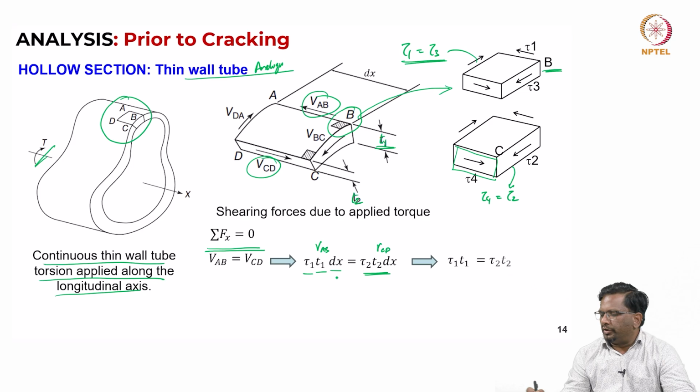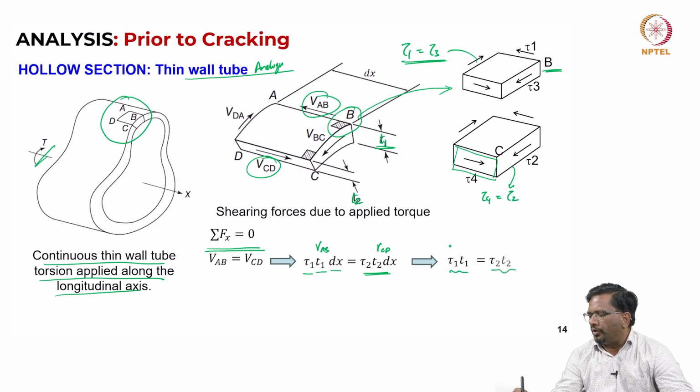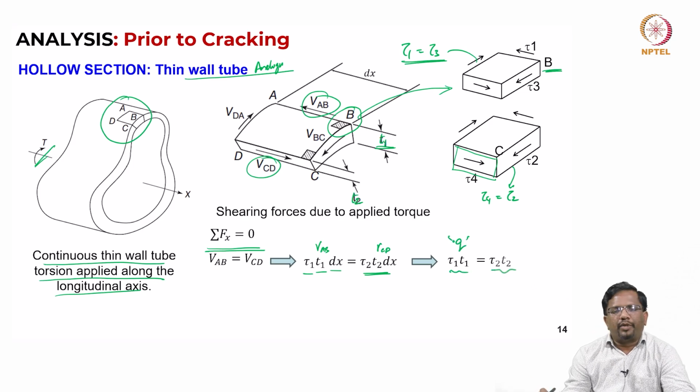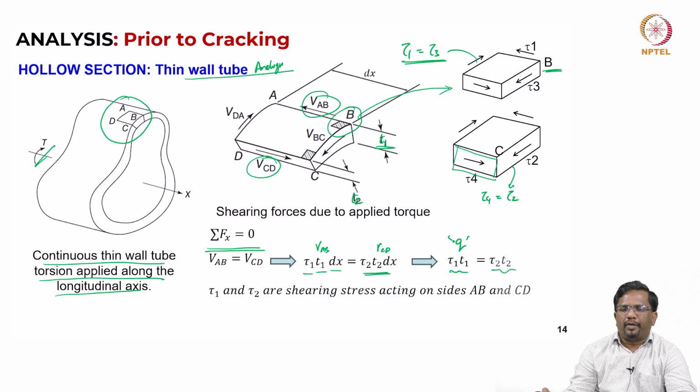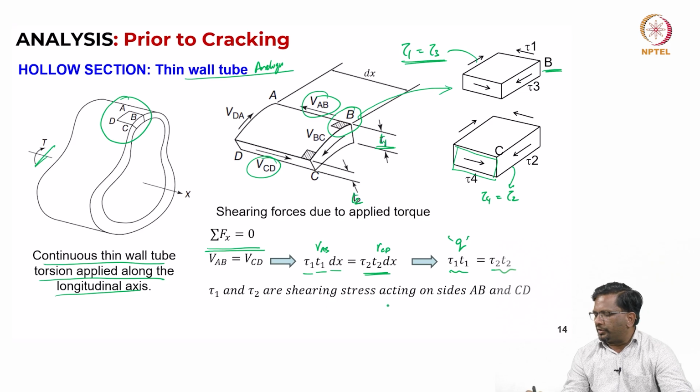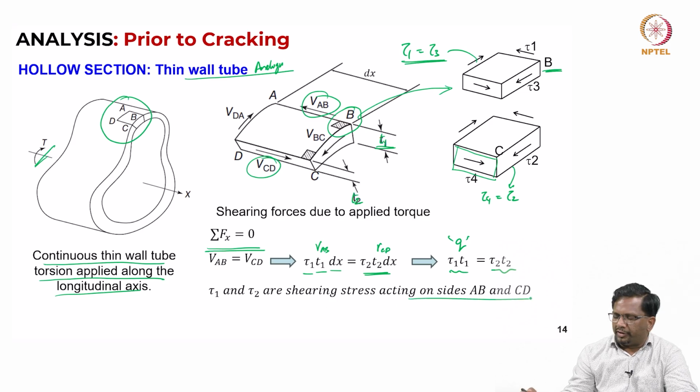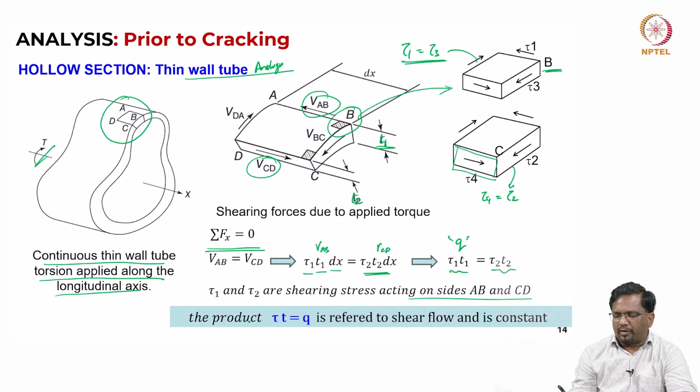There is a name for this: it is called shear flow. That means the shear flow in a cross section is always going to remain constant. The tau 1, tau 2 are the shearing stresses acting on the sides AB and CD. The product tau T, which is equal to q, is referred to as shear flow and is going to remain constant. So, this is the concept of a shear flow.